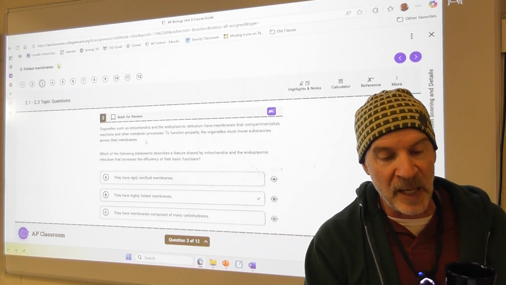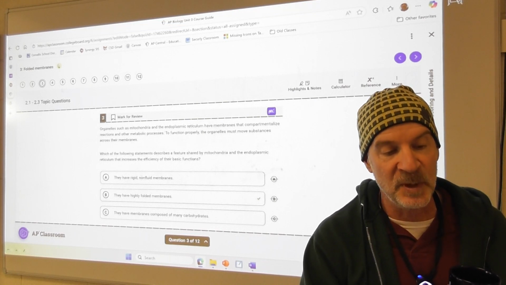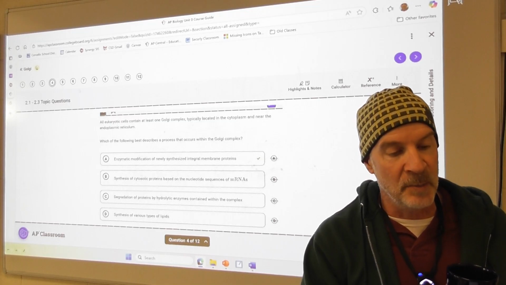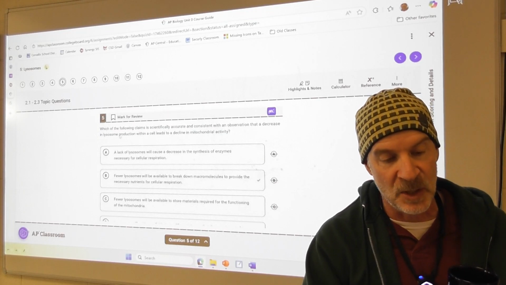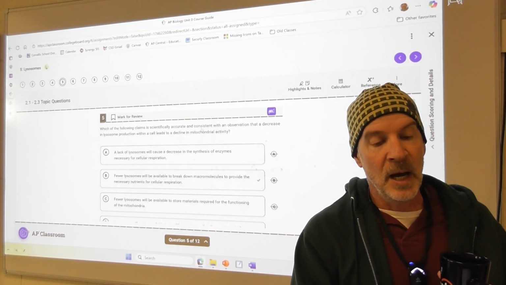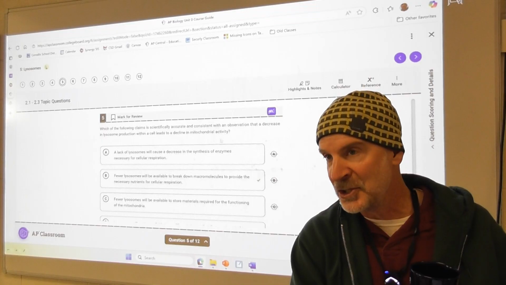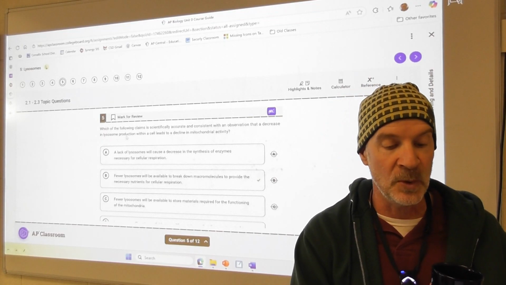So mitochondria, what do mitochondria do? What does the endoplasmic reticulum do? This is another Golgi complex. There was a lysosome one. Here's lysosome. So this one is basically, it's not asking the real question that it's asking. What it really wants to know is, do you know what lysosomes do?